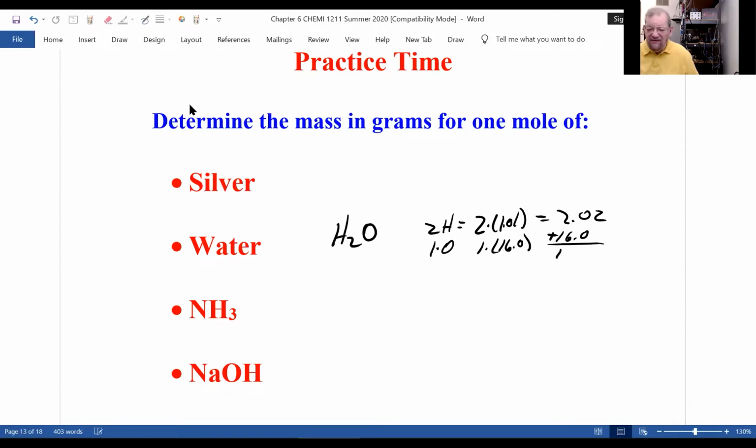Add these together. Remember, you get the same number of significant figures to the right of the decimal as the number that has the fewest. This is 1, this is 2, 1 is the lowest. So the correct answer, 1 mole of water is 18.0 grams. So if I need a mole of water, all you have to do is weigh out 18.0 grams.